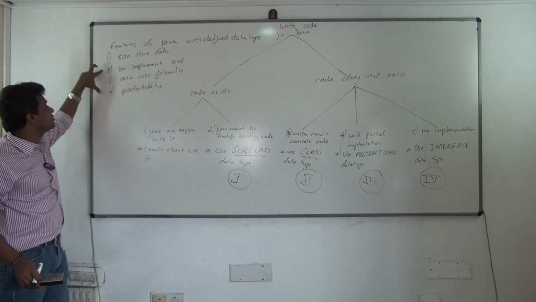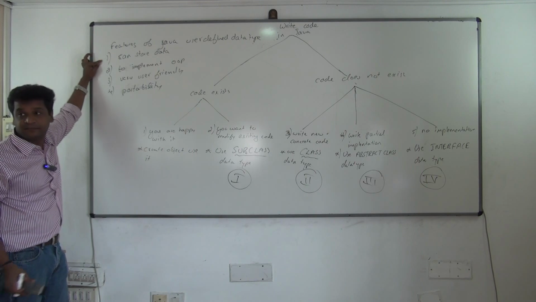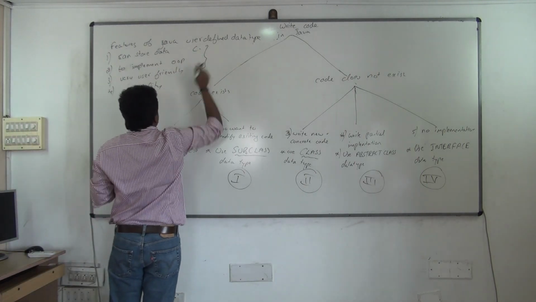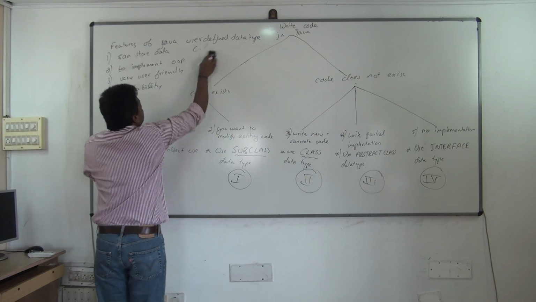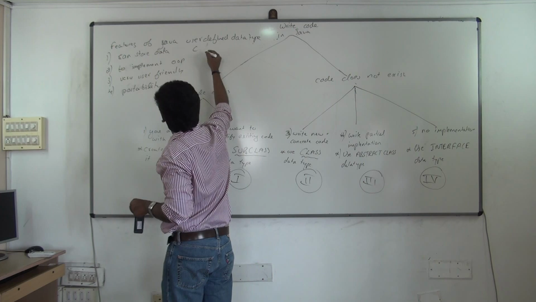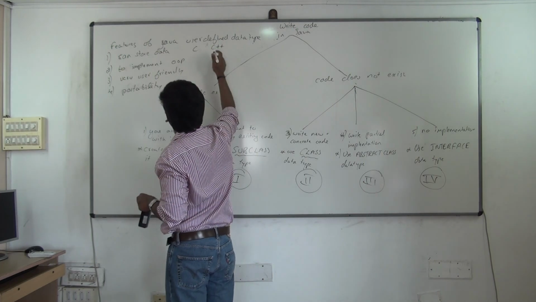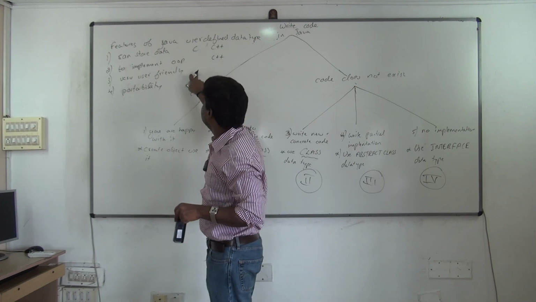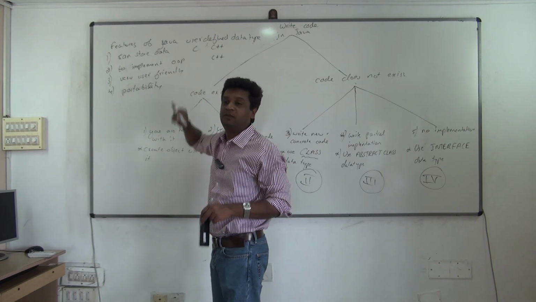See, C supports only this. Yes or no? C supports only this. C++ supports what? Only this, see, only C. Now C++, okay, it can store data. Your C++ can be used to implement OOPs, but it is not user-friendly and they are not portable.